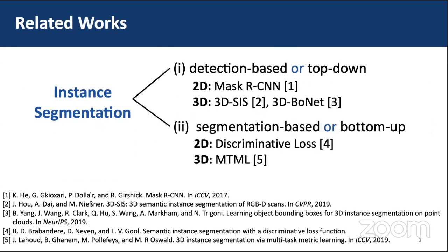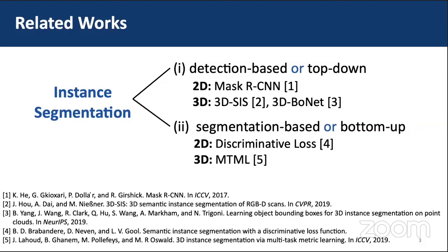Overall, methods of instance segmentation could be roughly partitioned into two parts. The first is a detection-based or top-down approach, and the second is a segmentation-based or bottom-up approach. The well-known Mask R-CNN is a typical top-down method in 2D that segments object masks in a prior bounding box. 3D-SIS first adapts the Mask R-CNN architecture to 3D, and 3D-BoNet proposes a single-stage anchor-free structure.